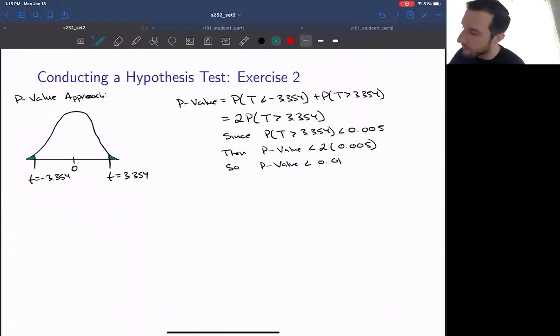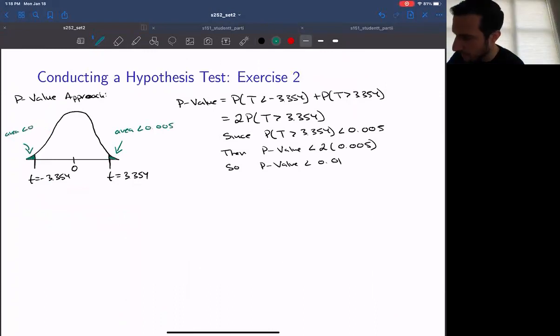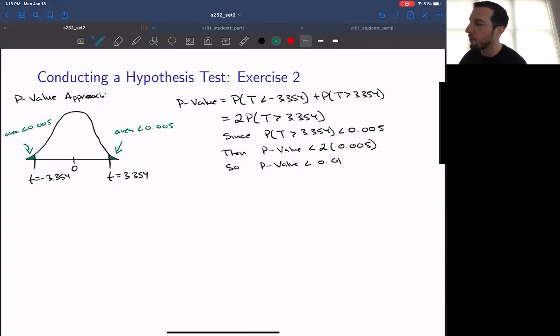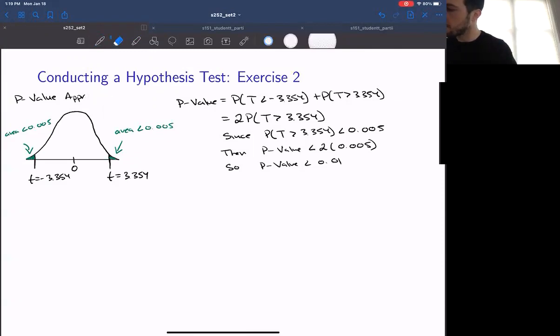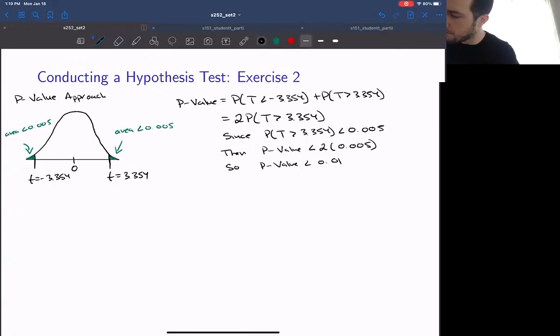So each of these tails here is going to be an area that is less than 0.005. Since each tail has an area smaller than 0.005, the total p-value is just the sum of the two tails. So all we can say is that the total p-value must be less than 0.01, which is what you get when you add 0.005 to 0.005. Any other questions?